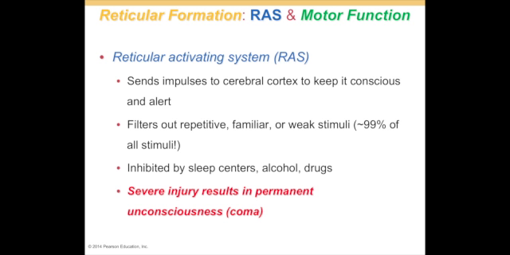So the particular part of this reticular formation is called the reticular activating system, RAS, and there's a motor function to it as well. But the reticular activating system sends impulses to the cerebral cortex to keep it conscious and alert. It filters out repetitive, familiar, or weak stimuli. And this works along with the hypothalamus. So 99% of all the stimuli that we receive, we don't consciously know about, because we don't need to know about it.